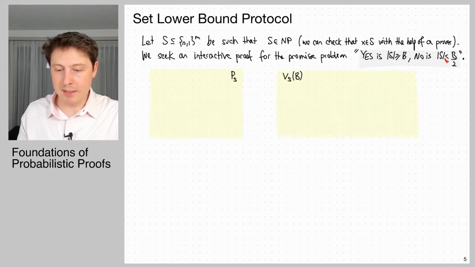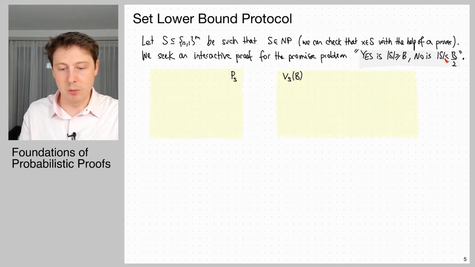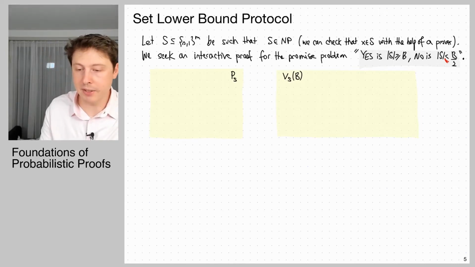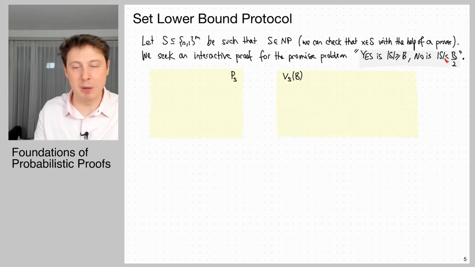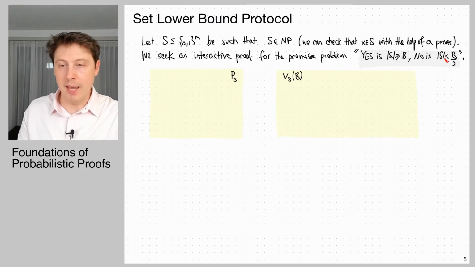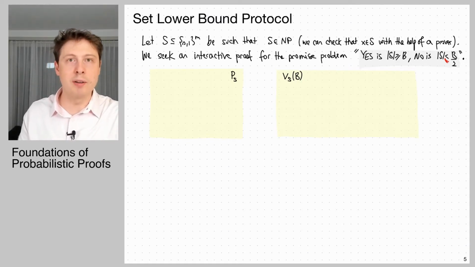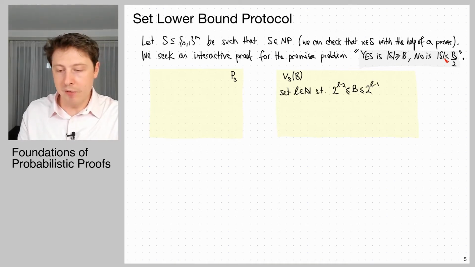So let's design it. We have the prover and we have the verifier. Both know about the set S. The verifier receives this desired bound B. And the protocol is just going to be one round. First, the verifier is going to compute some output size L for a hash function. This L is going to be chosen to satisfy this inequality: B is at most half of 2 to the L and at least a quarter of 2 to the L.